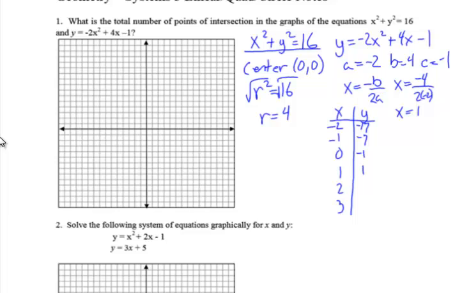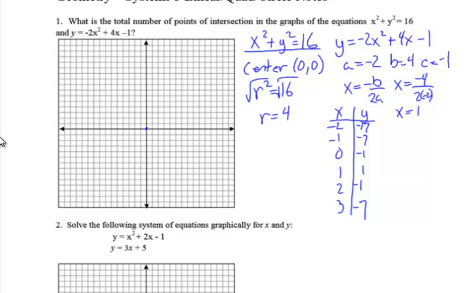At 1, we're at 1, and at 2, -1, and -7 at 3. So luckily this one's just asking for the total number of points. That'll make our life easier.